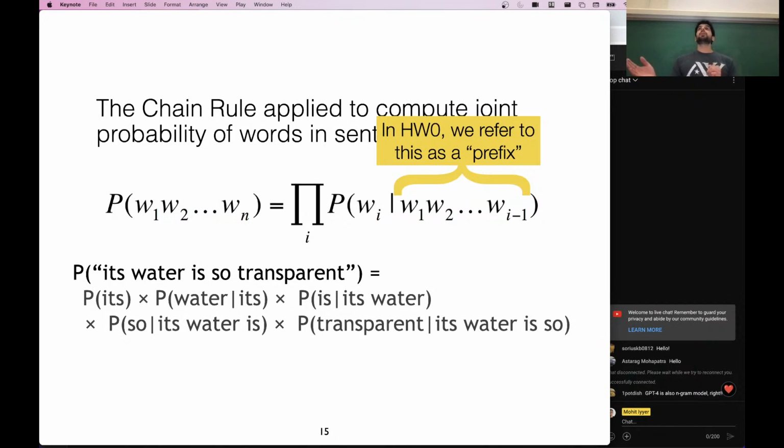All right, so a bit of terminology. We will refer to this context, or the words that occur before the word that we're trying to predict, as a prefix for the rest of this semester, okay? So this is going to be called the prefix, and our goal is to predict the target word here, the word that comes next. So homework 0 will also have you counting up these prefixes.